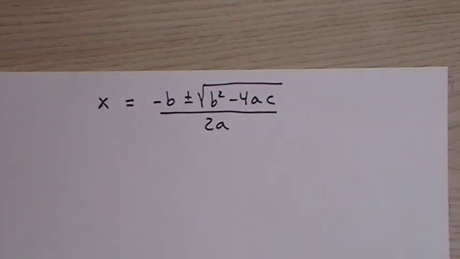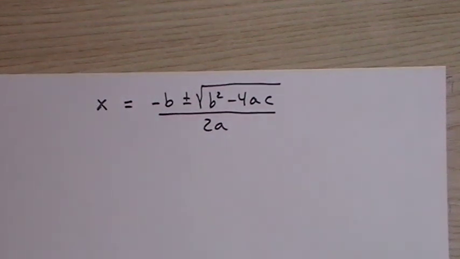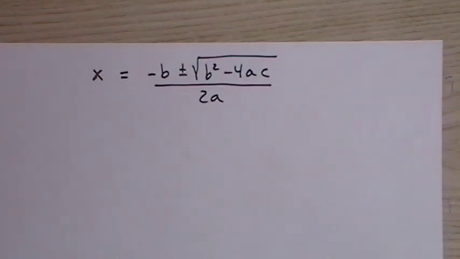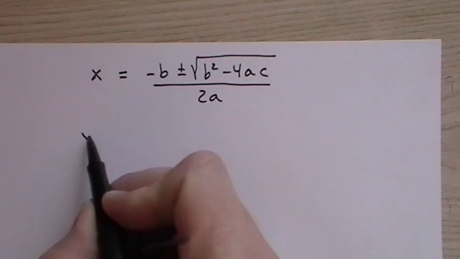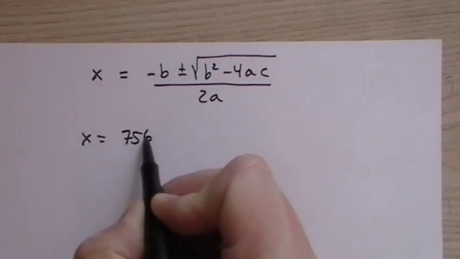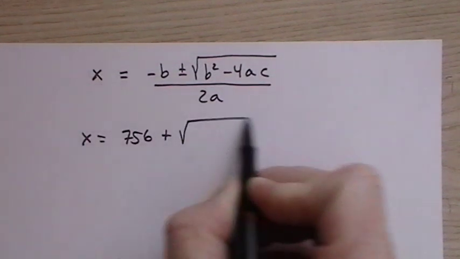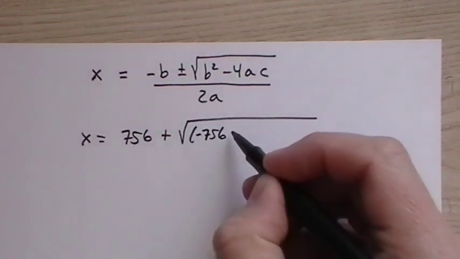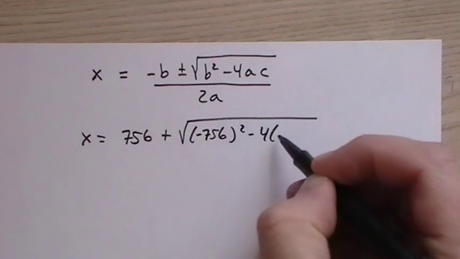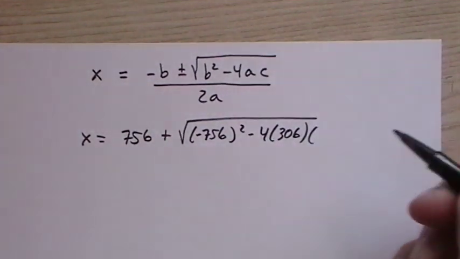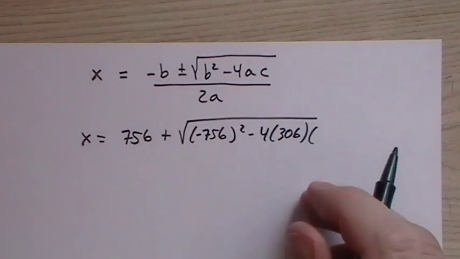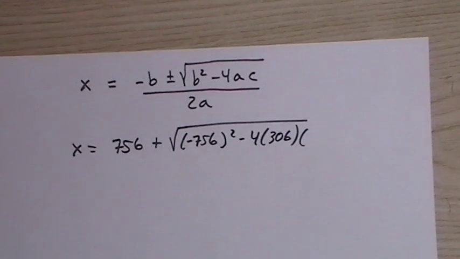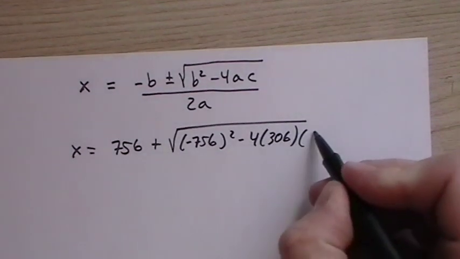Okay, get to this point. So we put this in. So x is equal to 756 plus or minus the square root of 756 squared minus 4 times 306 times, and then what did I pick as, where did I put that? Oh, there it is, 430.